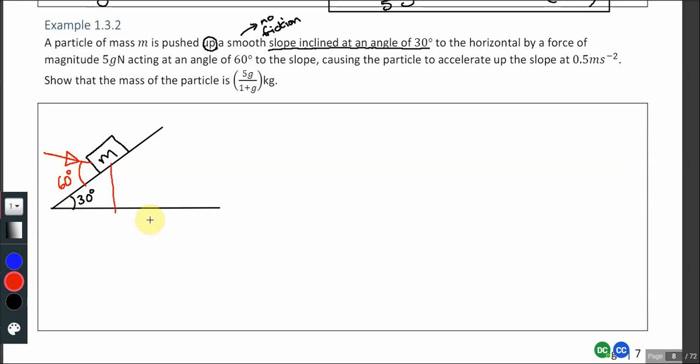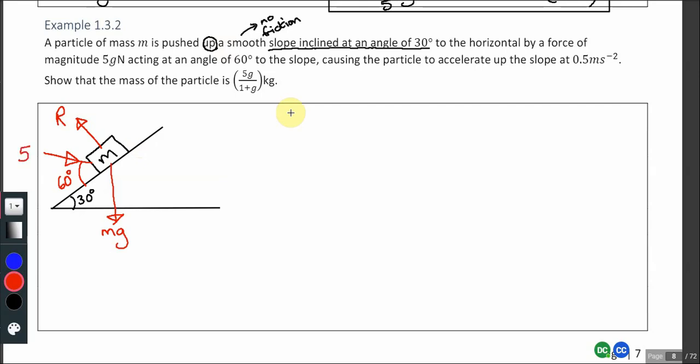There'll be the weight of the particle, mass times gravity. The particle is on the slope, so the slope is pushing back on the particle. That's the normal reaction force, normal meaning perpendicular to the slope. So two things, make sure your weight is vertical and make sure your normal reaction force is perpendicular to the slope. That's it, there are no more forces.